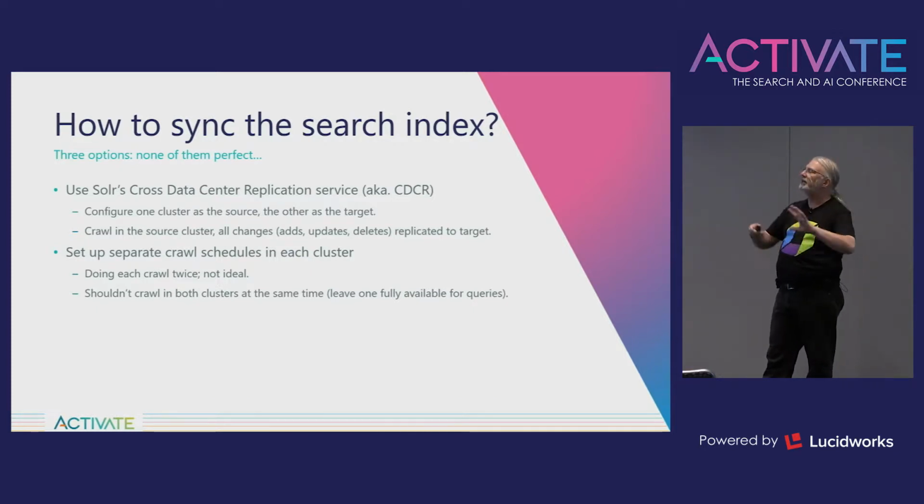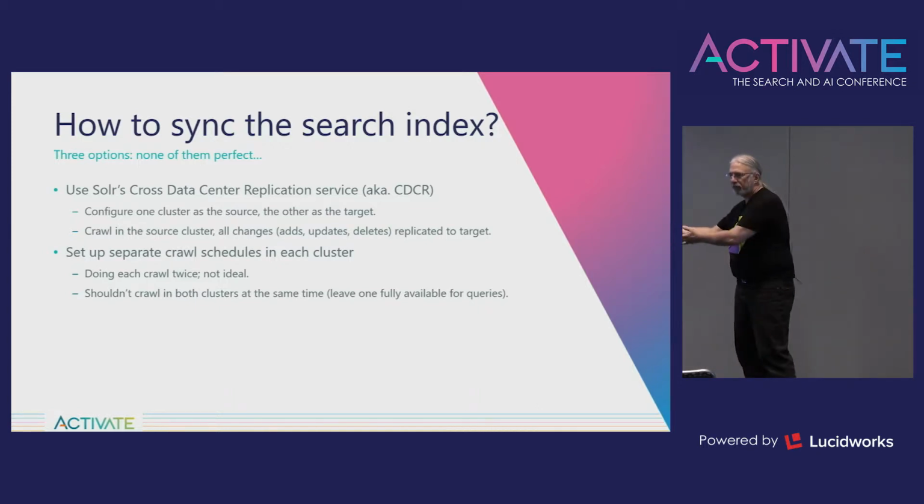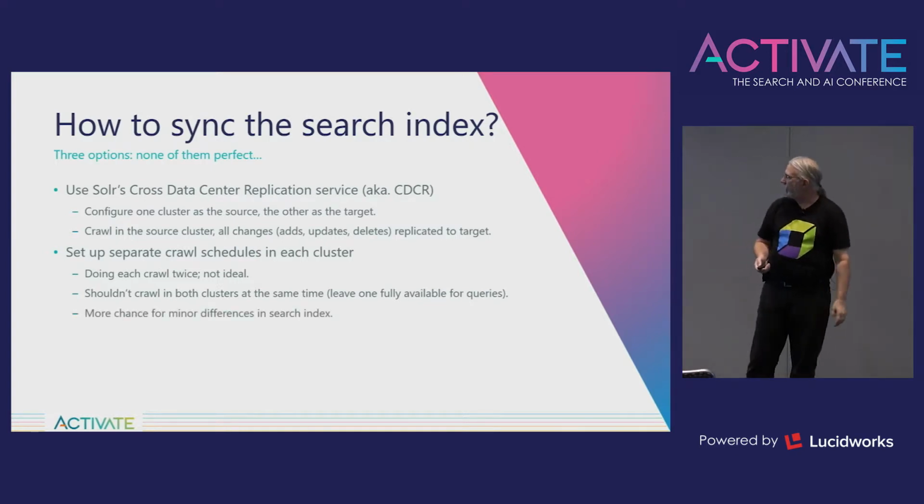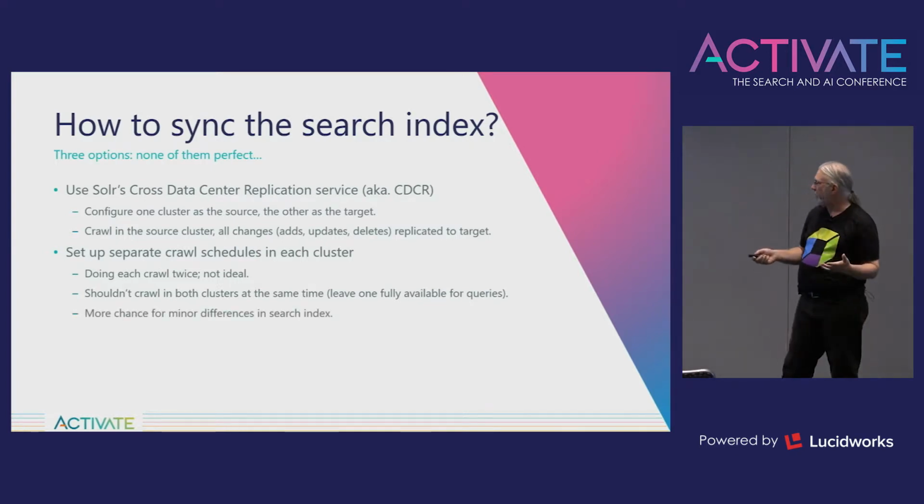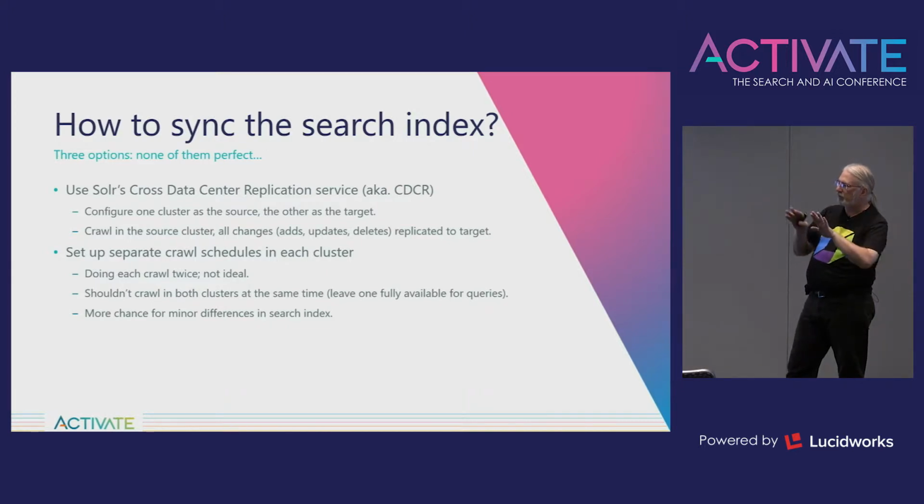I mean, it'd be ideal if you didn't crawl in both clusters at the same time, so you probably want to stagger that schedule. That way, if the crawl operation is making response times heavy in Europe, well, maybe the latency in your traffic policy is going to direct traffic to the US in that case. And yes, there is going to be more chances for minor differences in the index because of the offset schedule, but that's probably acceptable.